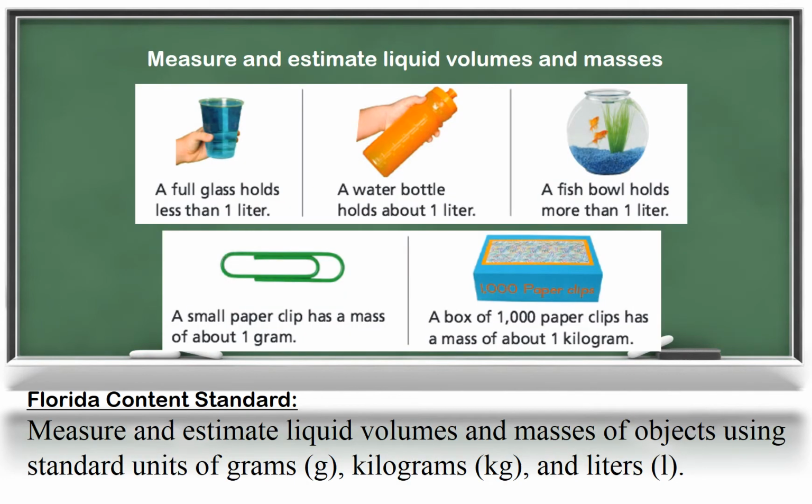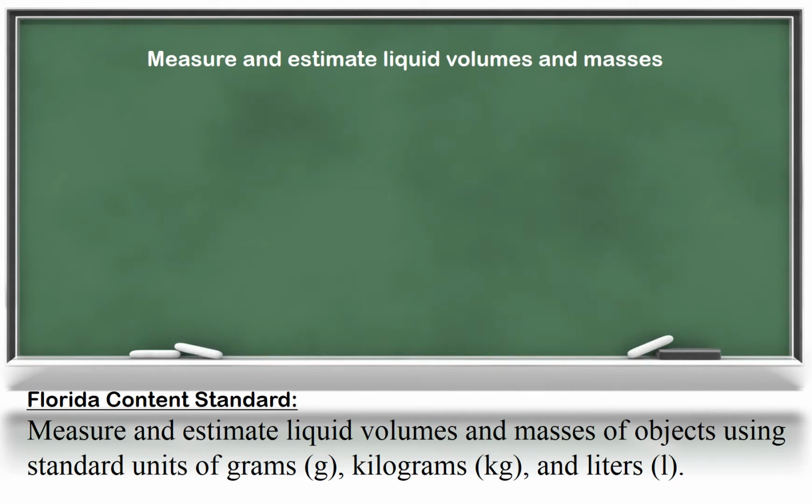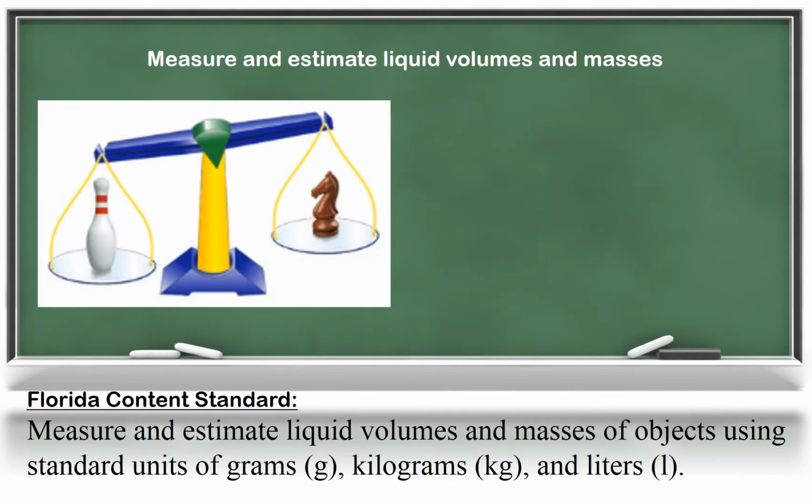In addition to measuring length, children also explore the measurements of liquid volume and mass. Children will mainly look for the amount of liquid a container can hold, measured in liters. They will also use grams and kilograms to measure the mass of items. They may also use a balance scale to compare the mass of items.